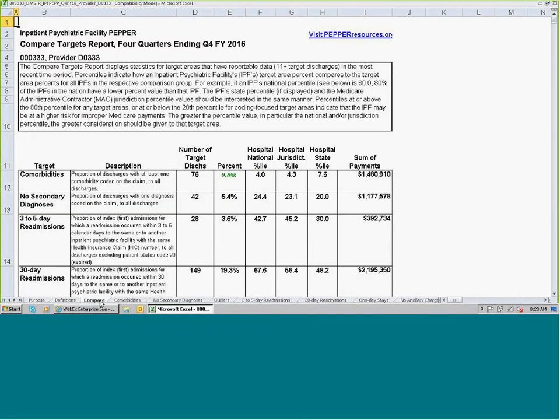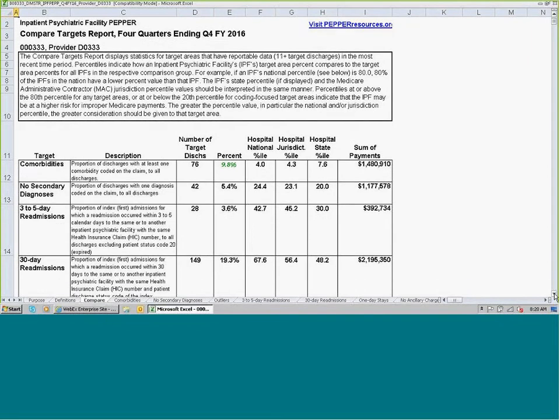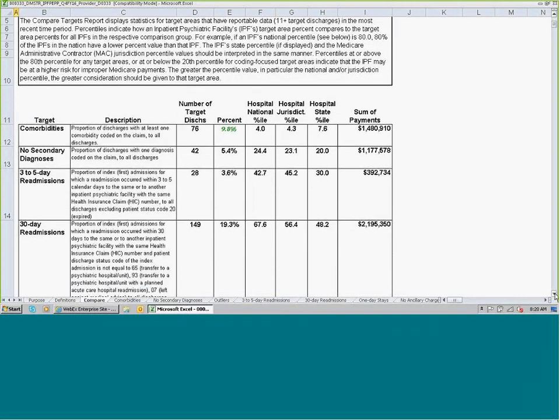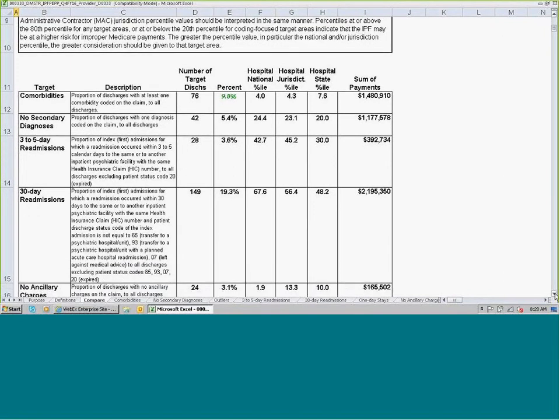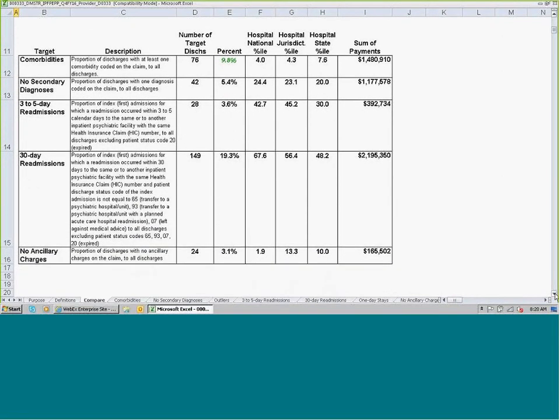The next report in the IPF PEPPER is called the Compare Targets Report. And I like to refer to this report as the heart of the PEPPER. It is the only report where you can see all of your statistics for the target areas all in one place. It is restricted to the statistics for the most recent time period, so that would be the most recent fiscal year. And so you'll see the statistics for all of the target areas for which you have reportable data. That would be the numerator count is at least 11.